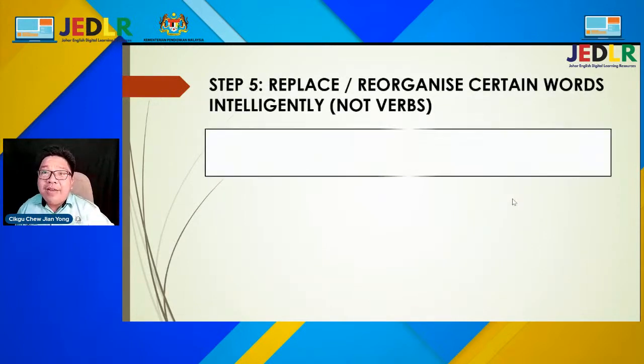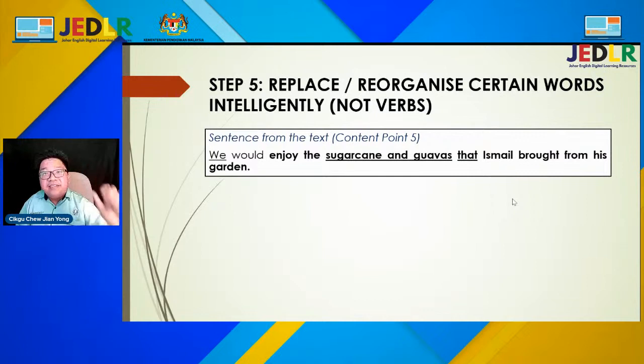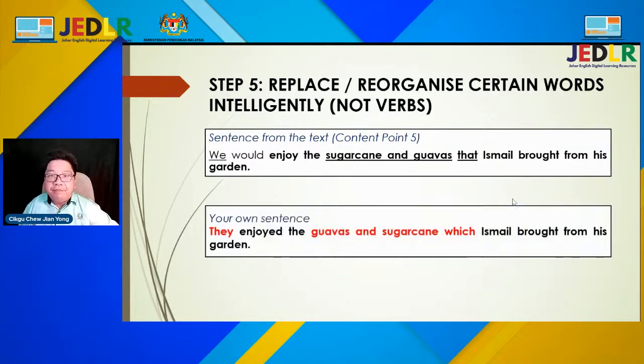Looking at content point number 5 just now. This is the exact sentence from the text. We would enjoy the sugarcane and guavas that Ismail brought from his garden. How to change intelligently? We, you can change to they. Would enjoy, you can always put ed, enjoyed, make it into simple past tense.